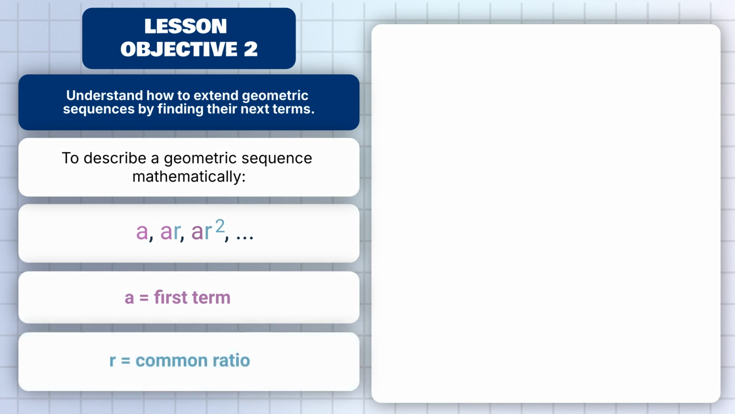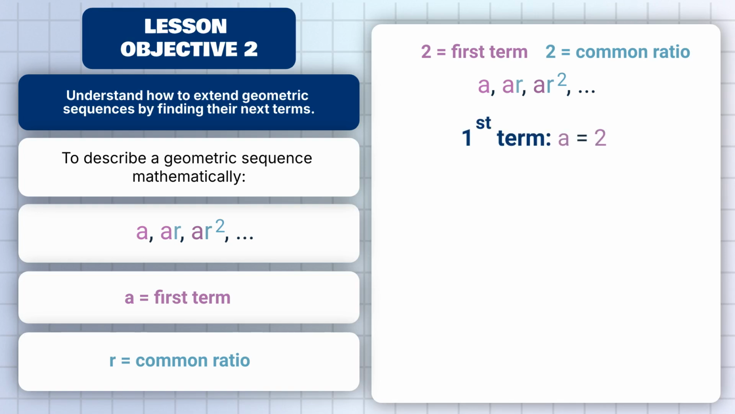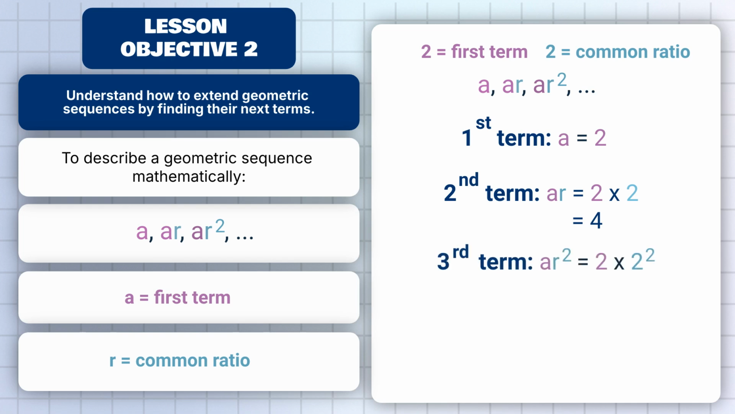Let's use an example to demonstrate how to work out the value of any term in the sequence. Say we have a geometric sequence where the first term a is 2 and the common ratio r is also 2. To find any term, we use the formula. The first term is a equals 2. The second term is ar equals 2 times 2 equals 4. The third term is ar squared equals 2 times 2 squared equals 8. The fourth term is ar cubed equals 2 times 2 cubed equals 16.